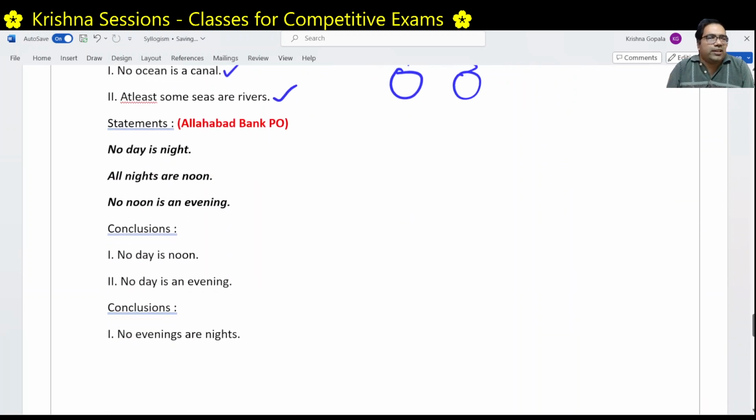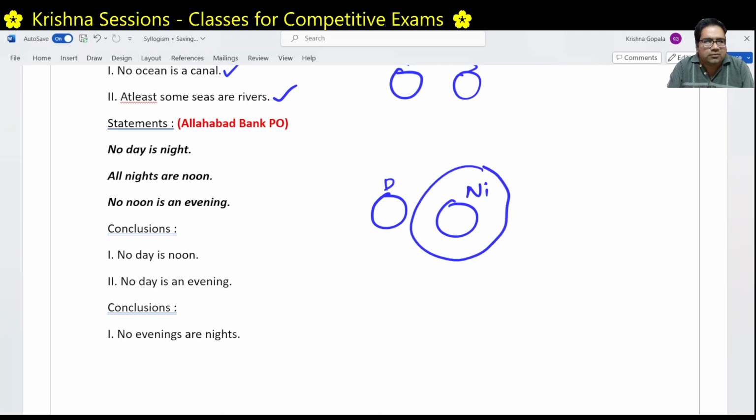Next. No day is night. So day is this, no intersection. Night is this. Okay. All nights are noon. I will call it NI. All nights are noons. These are noons. Right. So noons, there is nothing that is stopping. Noon can become like this. Noon can become like this also. Right. No noon is an evening.